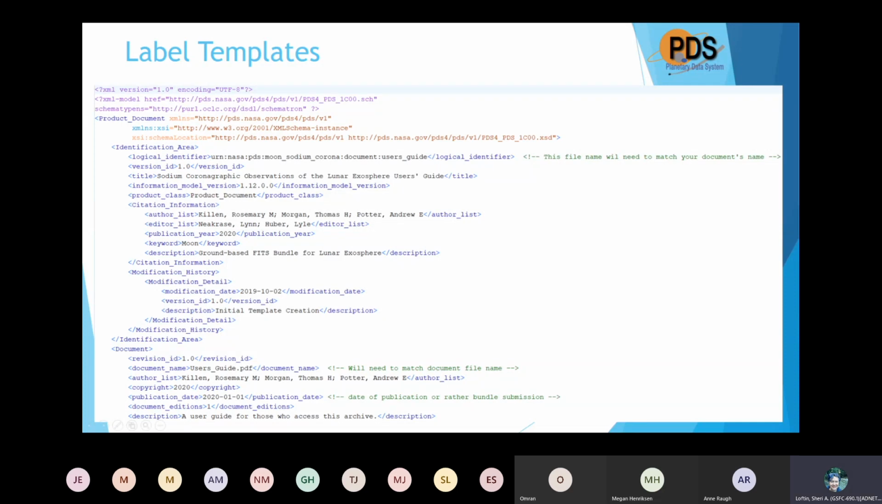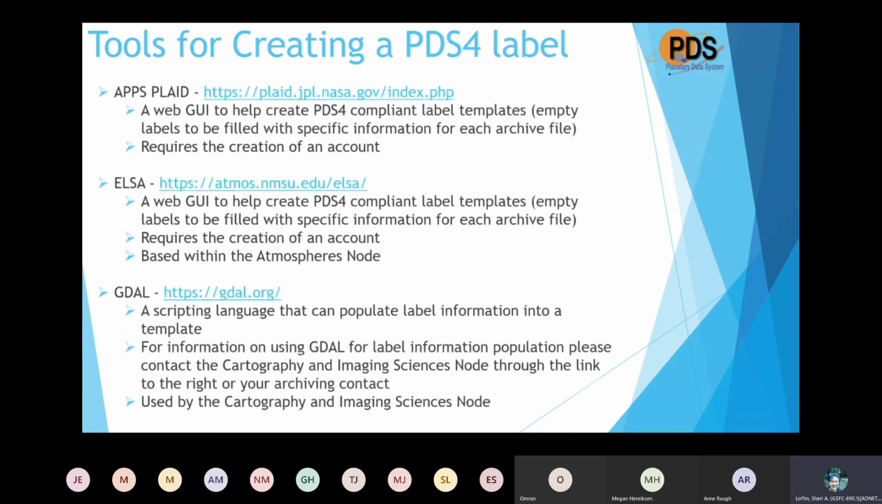Getting these templates started early will really help you. Some nodes do help you create templates, and some nodes refer you to software. Here are some software tools that help create templates. We have some options, and which one you use generally has to do with which node you're working with. For instance, if you happen to be working with the Atmospheres node, you might want to use ELSA. This one will help you create label templates. If you're working with the Cartography and Imaging Sciences node, they have GDAL. This helps create label templates.